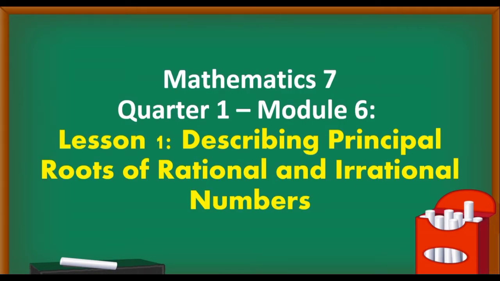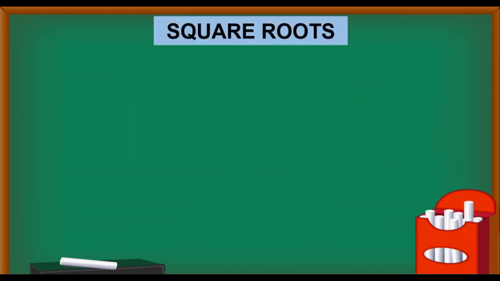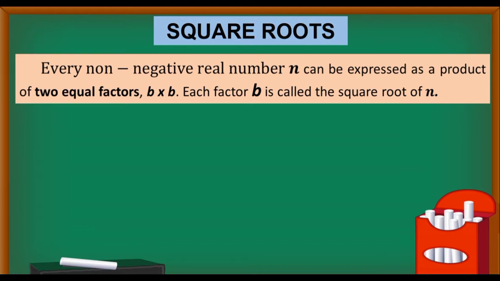Ang lesson number 1 po natin is describing principal roots of rational and irrational numbers. Tara, umpisahan na natin. Ano po ba ang square root? Every non-negative real number n can be expressed as a product of two equal factors, which is b times b. Each factor b is called the square root of n.